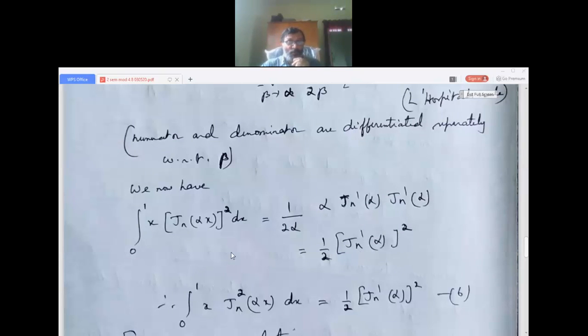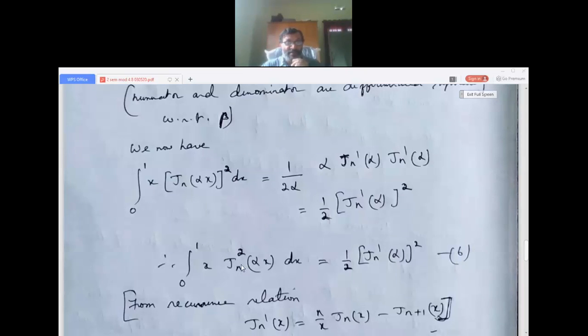This will be, therefore, the integral from 0 to 1 of x Jn squared of alpha x dx, which we can write like this, is equal to half into Jn dash of alpha squared. That I take as 6. I hope it is clear.